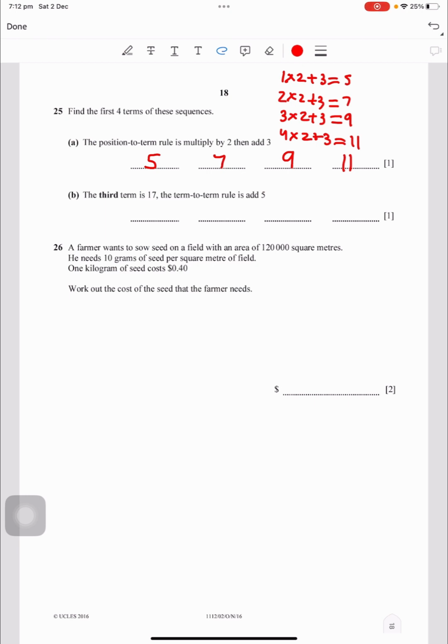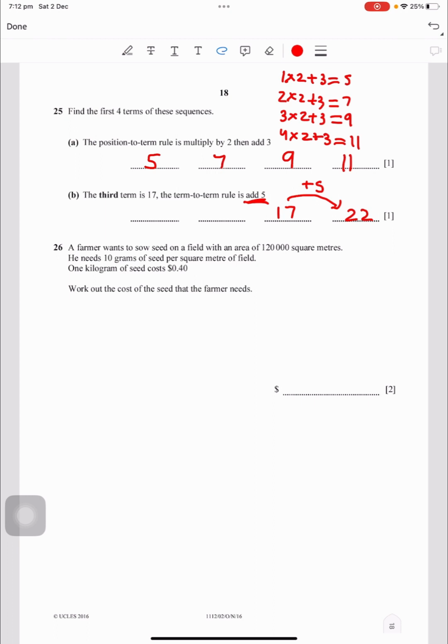Okay. Next, part B. The third term is 17. The term-to-term rule is add 5. Okay, so the third term is 17. They told us, so we'll write 17 here. So they said we have to add 5 each time. So what we can do is we can add 5 right here to find this answer here, plus 5. So 17 plus 5 is equal to 22, so we can write this here.